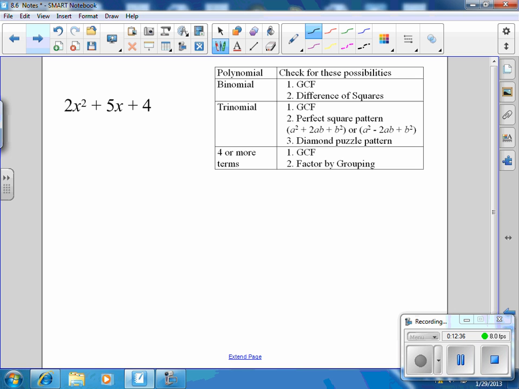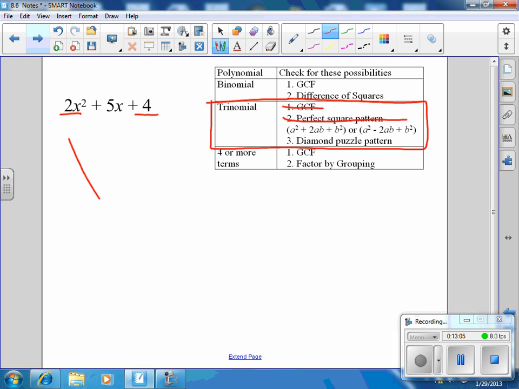So next problem. Again, it's a trinomial, so we are looking in this box and this box only. First thing you always look for, is there a GCF? 2, 5, and 4. Can't pull anything out, so that one's out of there. Is it a perfect square pattern? The end is, but this is not. There's nothing I can square to get 2. So that's out of there. The only thing we have left is a diamond puzzle.